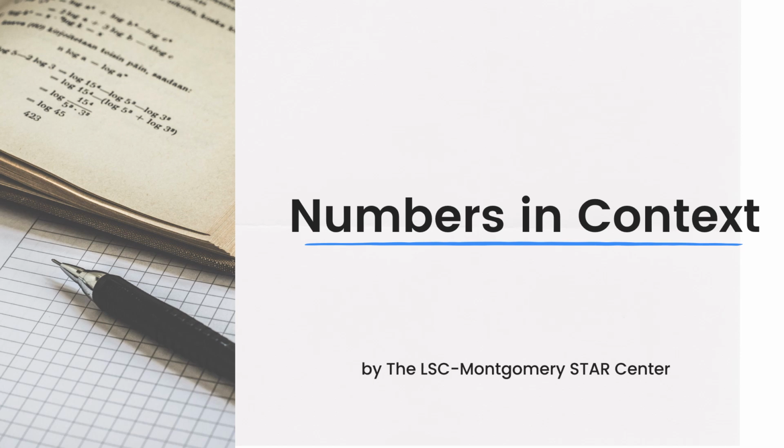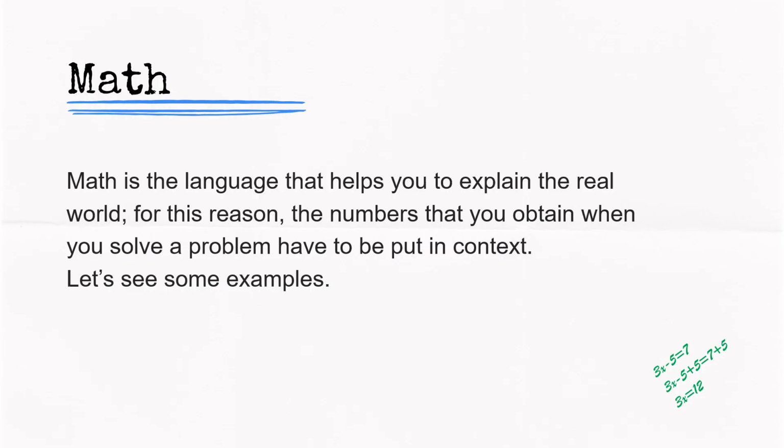Oftentimes when we're solving problems with mathematics, we end up with a solution or a number that needs to be put into context. What that basically means is that our number needs to have some type of meaning behind it. In this video, we will demonstrate some examples that you might see and something that you want to look out for when you're solving said problems.